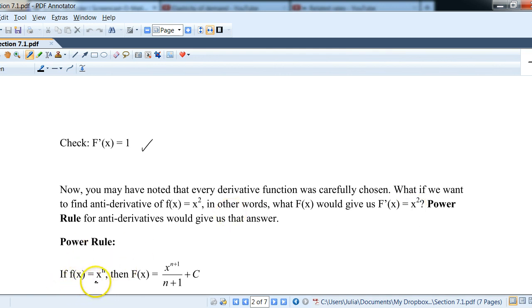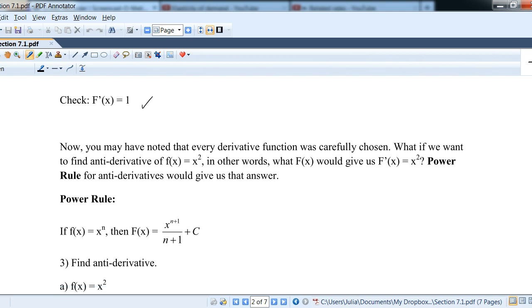If f of x equals x to any power or any exponent n, then think about how we can take care of this constant. Well, the antiderivative is x to the n plus 1, divided by n plus 1. Notice how we increase the power by 1, and then divide by that new power. So we're reversing the operations. Instead of taking the power down and then decreasing it by 1, we're reversing not only the operation but also the order. First, we increase the power by 1, and then we divide by that same power, plus a constant.